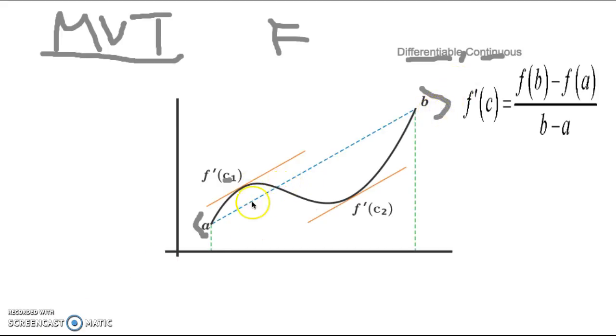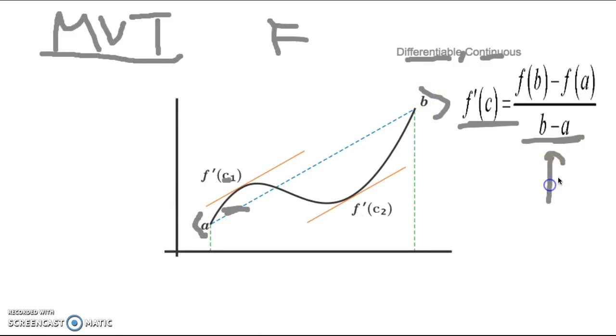Now this is pretty much saying that in the graph there are lines that are tangent to the secant line, which is this. To find those points, you would take the derivative of the function and set it equal to the average rate of change over the closed interval AB. This is otherwise known as the secant line, which is the blue line right here.